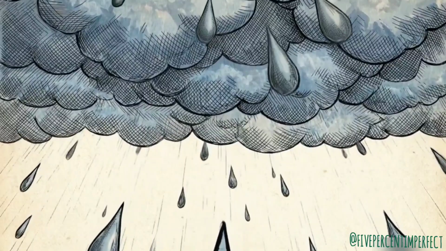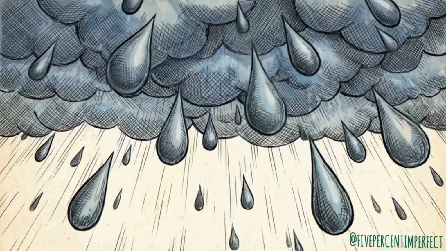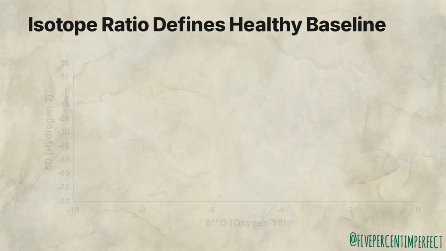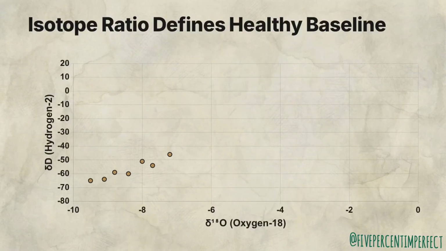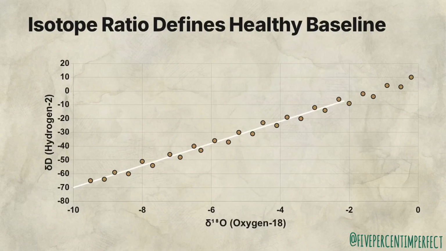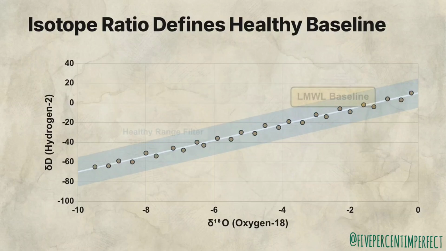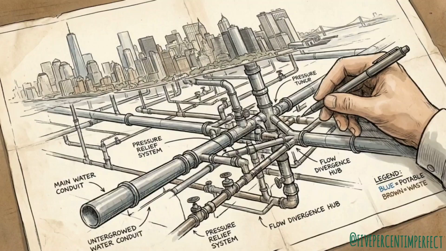Hydrologists collect samples of whatever local rain does manage to fall from the sky and break it down to its atomic components. This scatterplot graphs the specific ratio of hydrogen and oxygen isotopes found in freshly collected rainwater. That trend line and its highlighted boundary zone create a mathematical fingerprint defining exactly what healthy local precipitation looks like for this specific city. Without establishing this local mathematical baseline, hydrologists have no way to detect anomalies, failures, or contamination elsewhere in the city's grid.